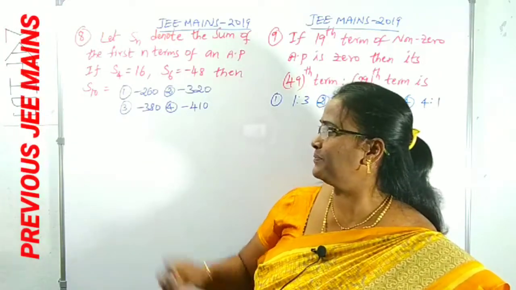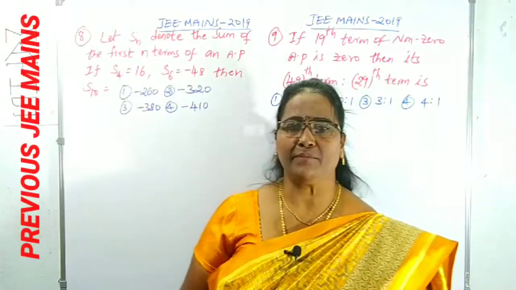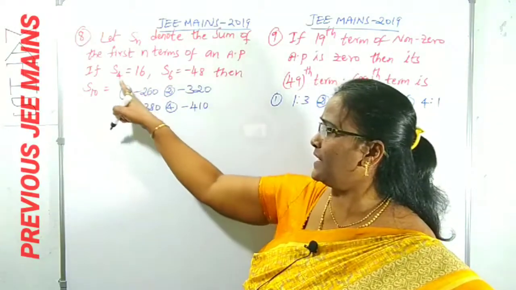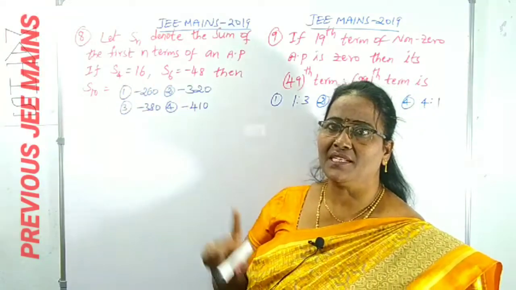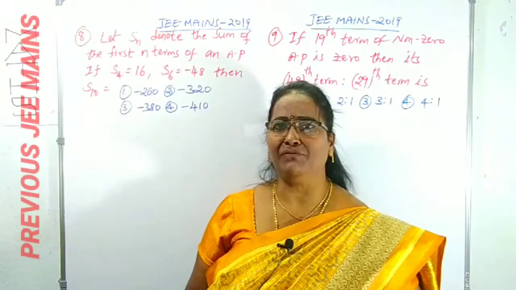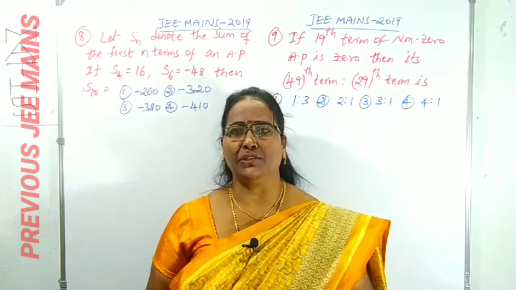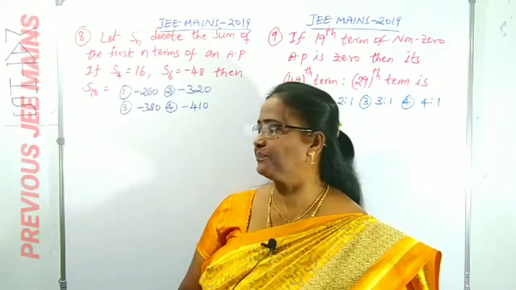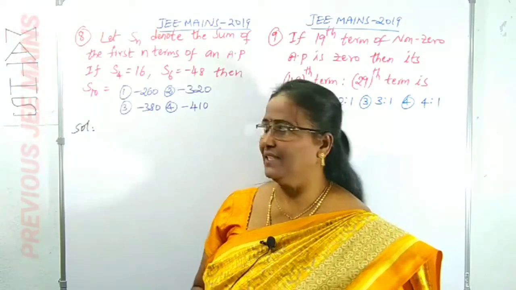So what is question number 8? Let Sn denote the sum of the first n terms of an AP series. The symbol Sn for the sum of first n terms of an AP is particularly mentioned. S4, the sum of 4 terms, is given as 16. S6, the sum of 6 terms, is given as minus 48. Then S10 is asked, that is the sum of 10 terms, and the options are given also. Generally you might think you have to use the Sn formula, but here I am not using that formula, because if you use the Sn formula it will be somewhat difficult.